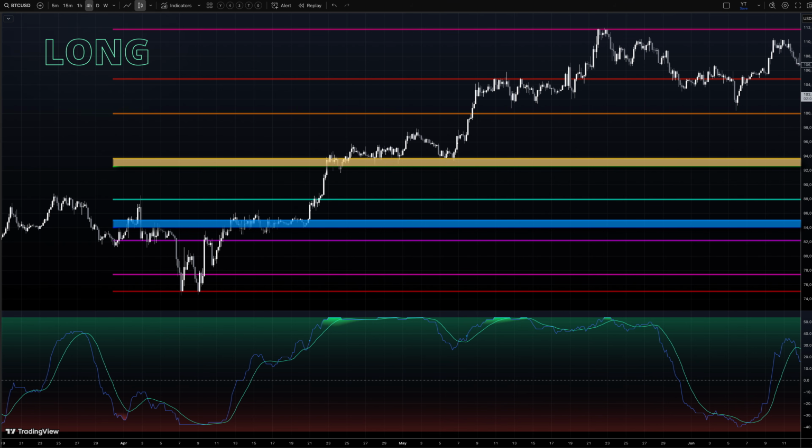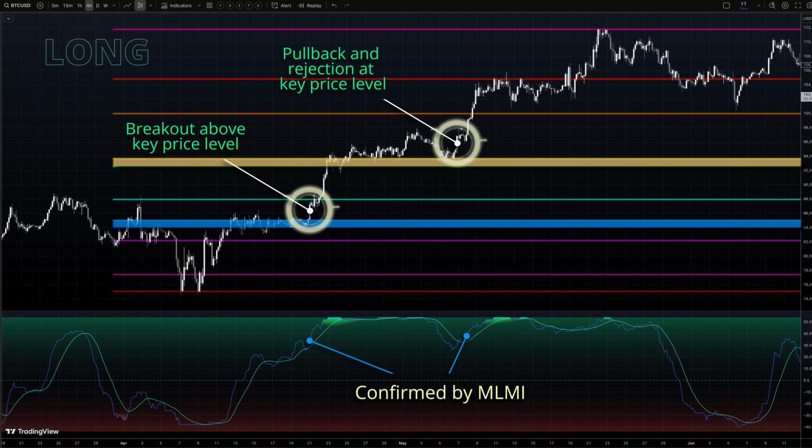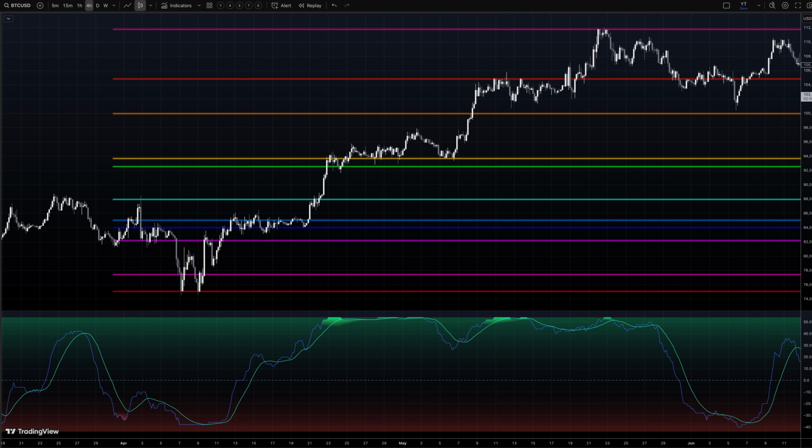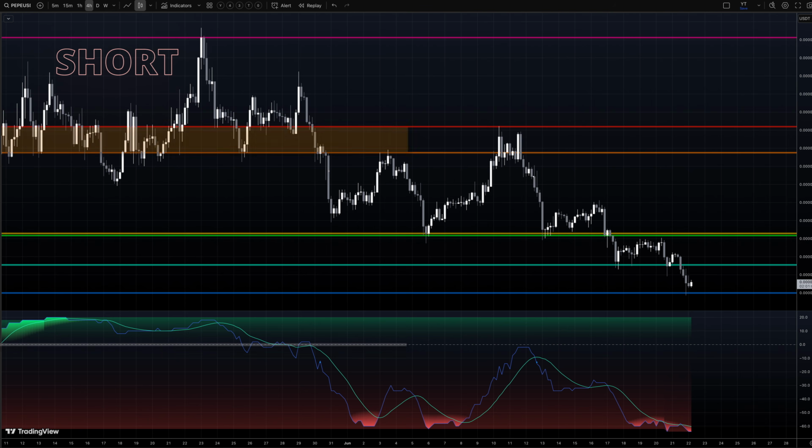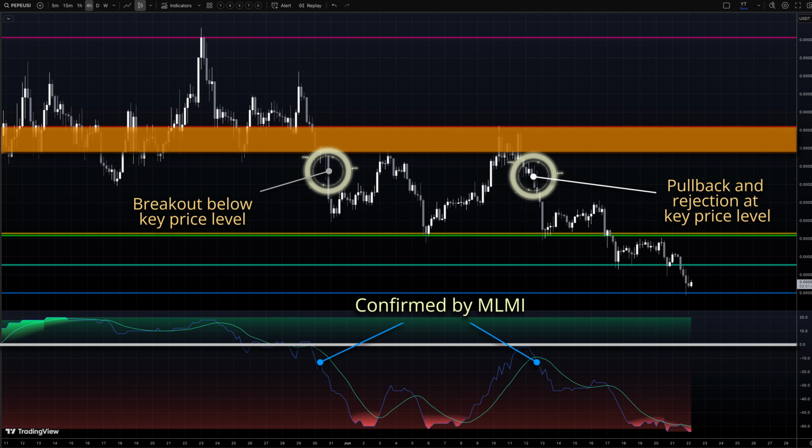For long trades, price should be holding above or reclaiming a BIN support zone. A common setup is a pullback into support, where price consolidates or forms a small rejection wick, followed by a bullish candle close, while MLMI maintains a strong upward slope. For short trades, the same applies in reverse. Look for price pulling back into a resistance zone or breaking down from it, with MLMI sloping downward and remaining below zero.